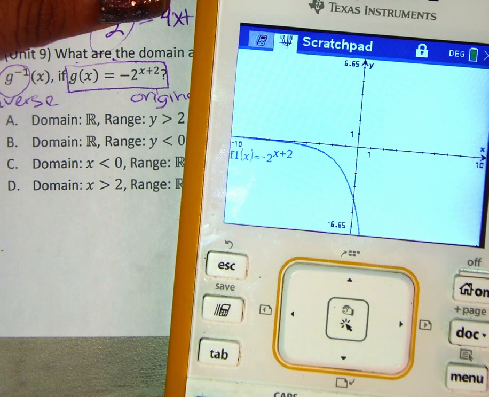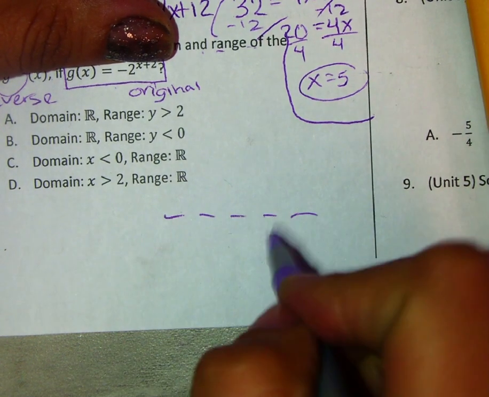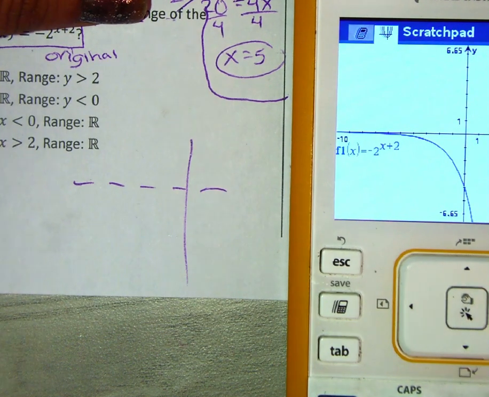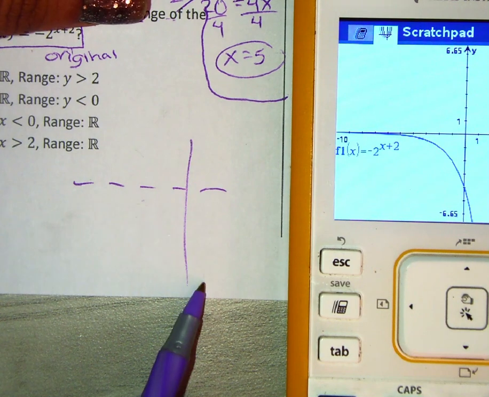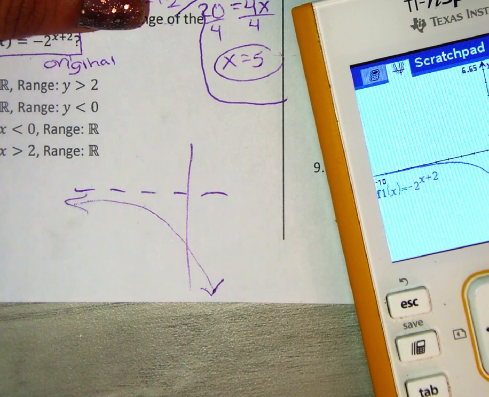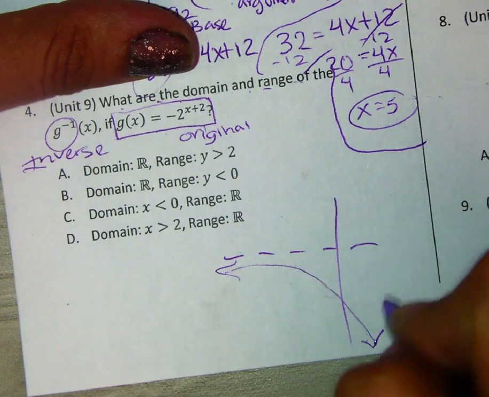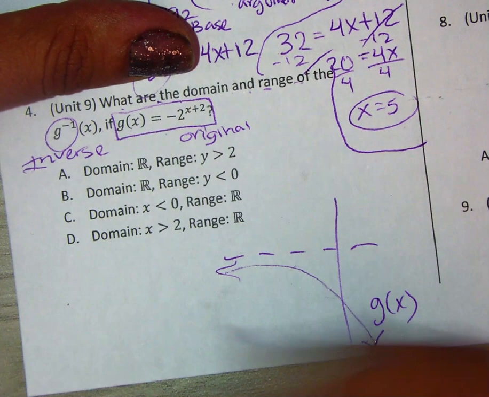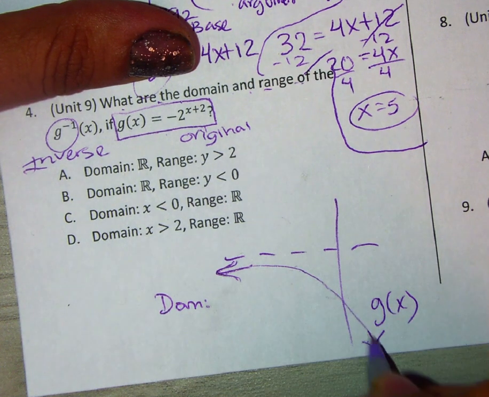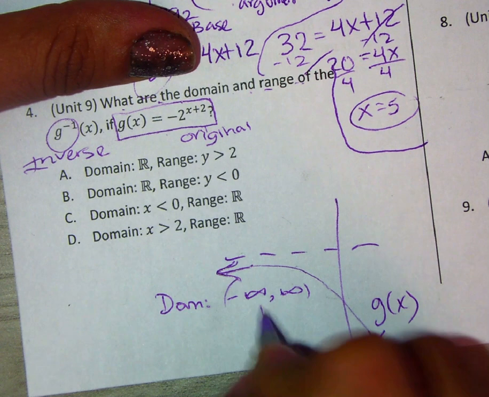And that looks like this, which seems to have a horizontal asymptote on the x-axis, and then it is crossing the y at some point. So it's something like this. So right now, if this is g of x, we're going to say the domain here is going to be -infinity to +infinity. So it's like this, or all real numbers.